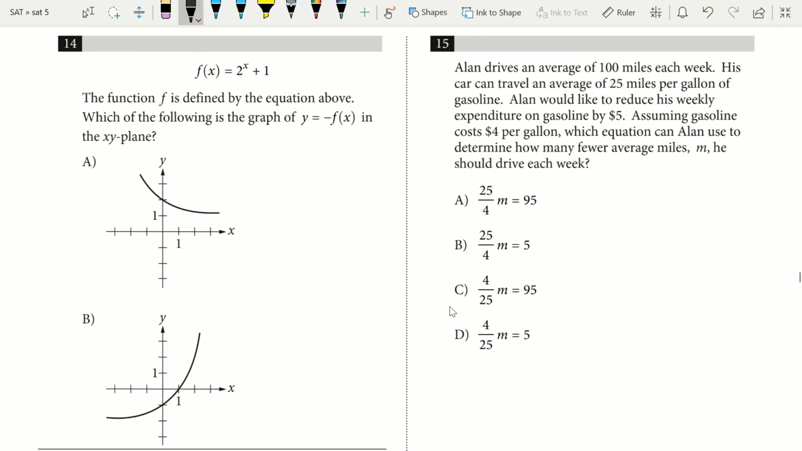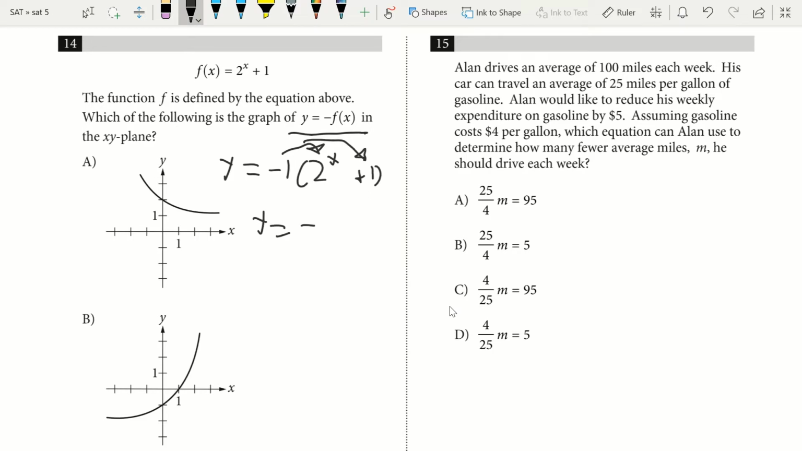Question 14. The function f is defined by the equation above. Which of the following is the graph of y equals negative f of x in the xy plane? Well, we know y equals negative f of x. We're told f of x is equal to 2 to the power of x plus 1. So we'll have negative 2 to the power of x plus 1. We distribute this negative 1 here, and we get negative 1 times 2 to the power of x, that will be negative 2 to the power of x, and negative 1 times 1 just gets us negative 1. So we have y equals negative 2 to the power of x minus 1.